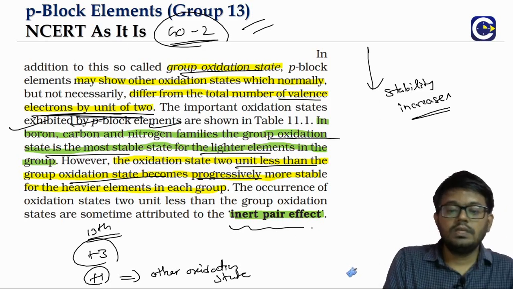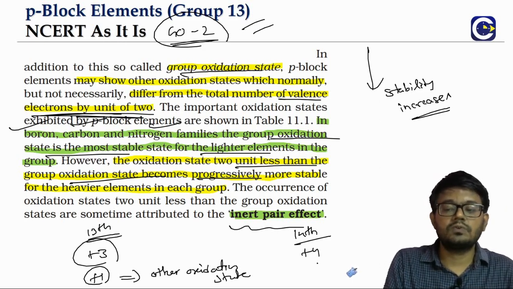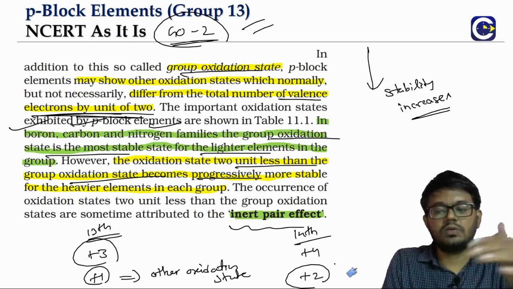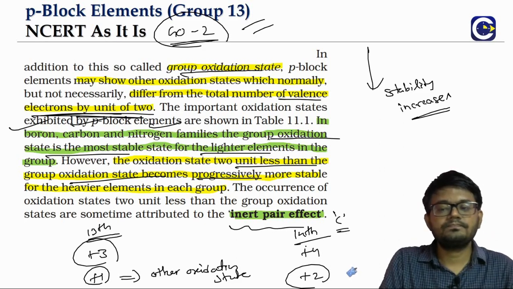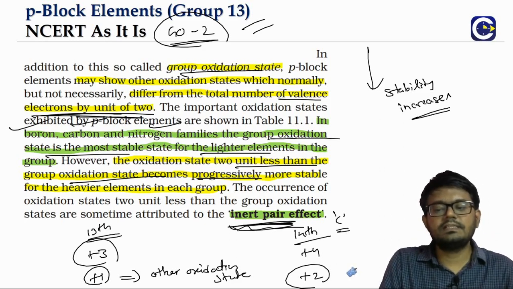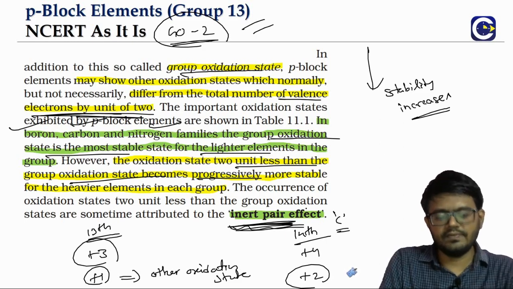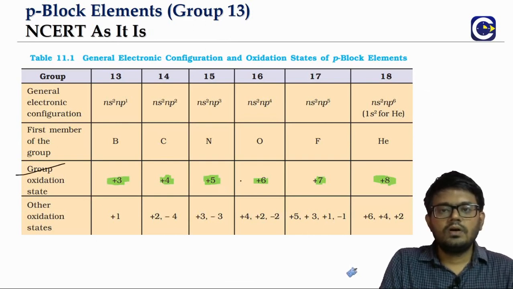Similarly, when discussing the 14th group, the number of valence electrons is 4, so the group oxidation state is plus 4. The other oxidation state we are talking about is 2 less, which will be plus 2. That is with regard to the carbon family. The reason for this is what we will refer to as the inert pair effect. So what is the inert pair effect? We will discuss it, keep it in mind. This is the representation of the possible oxidation states.